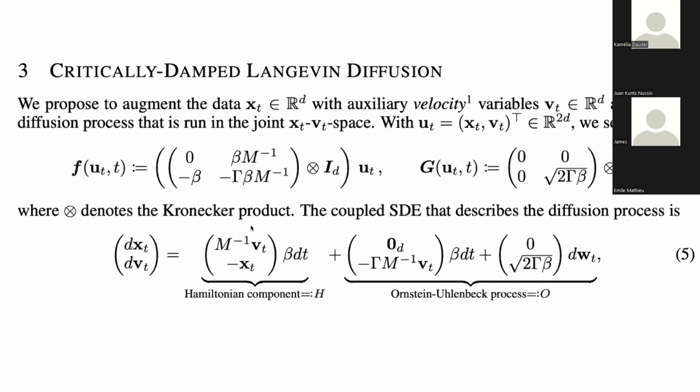Okay, so here the parameters in question are this gamma, which is like a friction term, this m, which is a mass term, and the beta, which is typically like a step size.